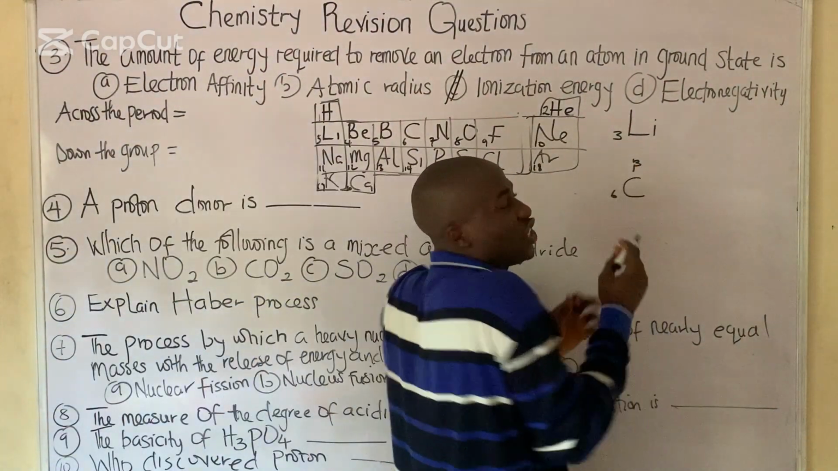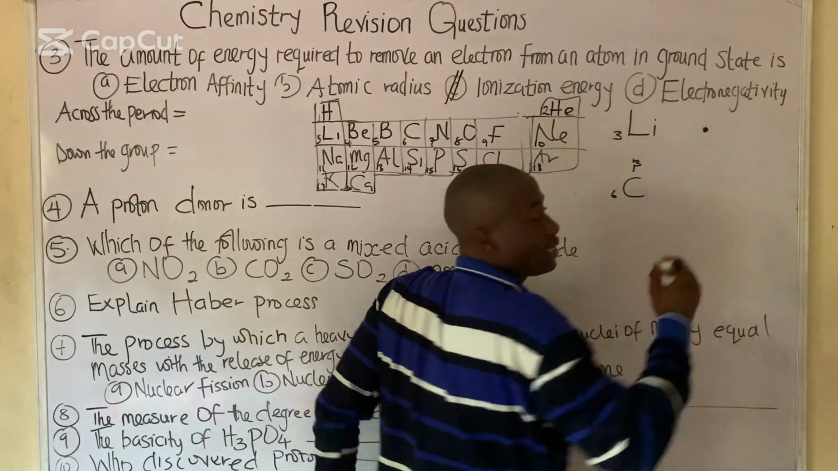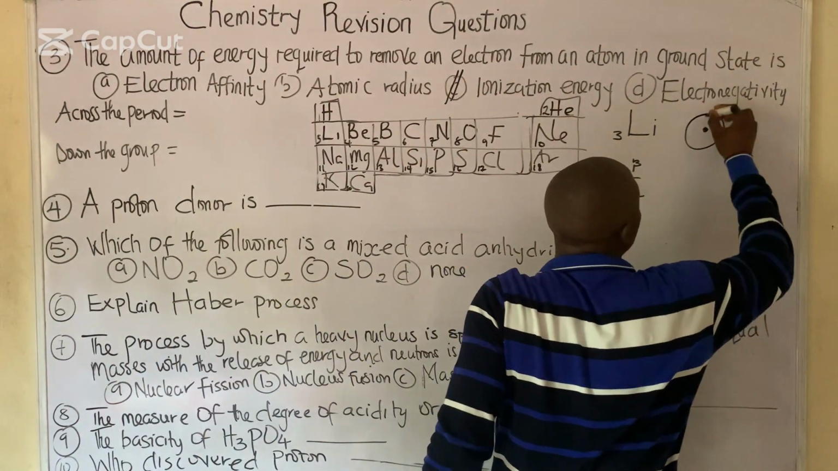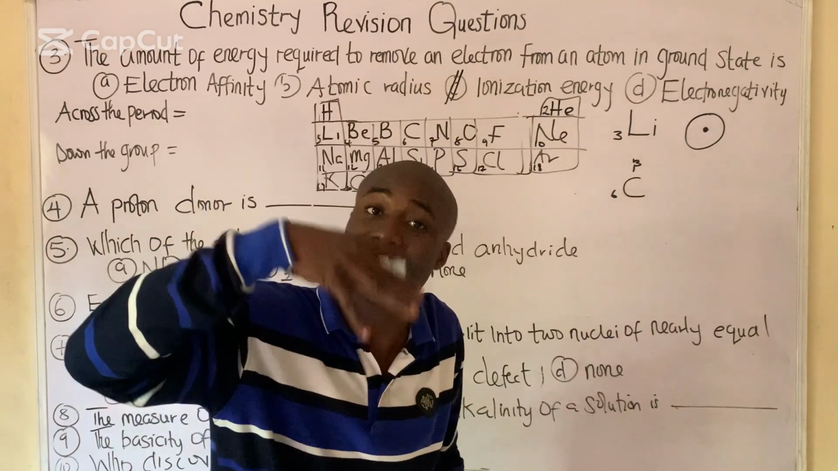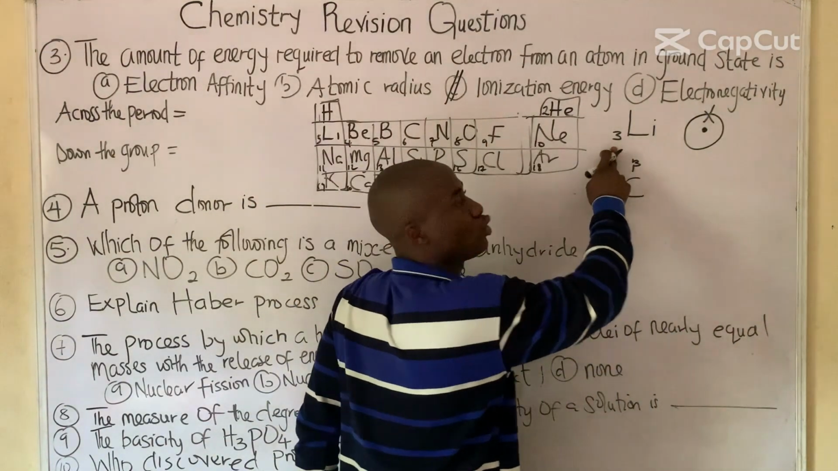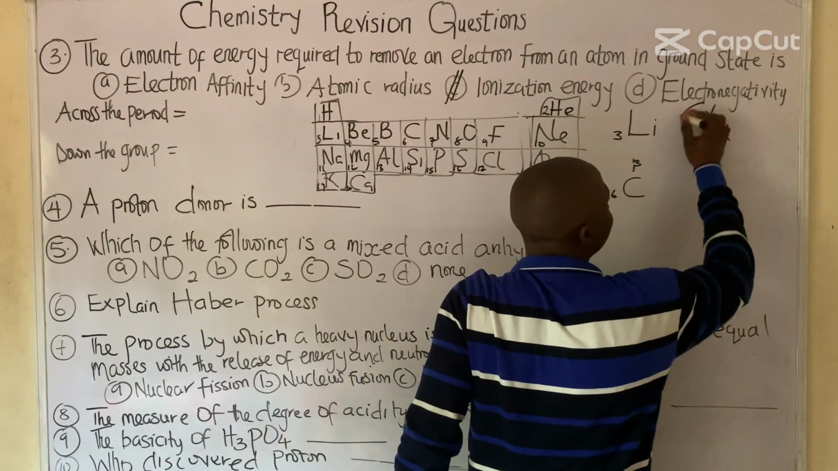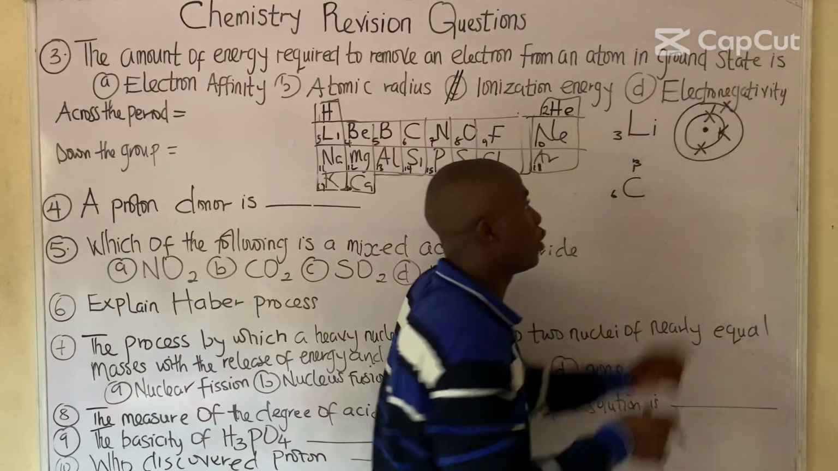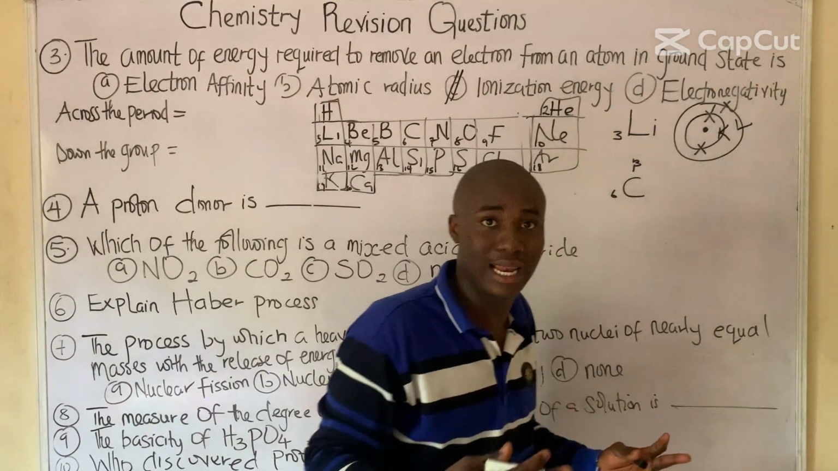Now, let me draw the shell notation for lithium. Okay, lithium is drawn like this. The center structure there is called the nucleus, and the first shell should contain 2 electrons, while any other shell to be drawn will contain 8 electrons. We are working towards 3. The first shell is the K shell, and we are working towards 3, so 1, 2, 3. This is the L shell. Remember, it's supposed to occupy 8 electrons maximally.